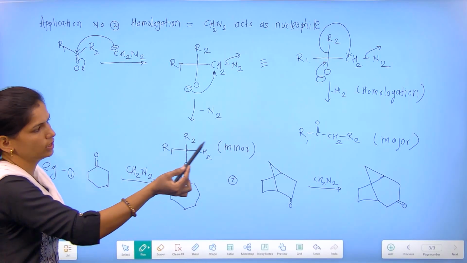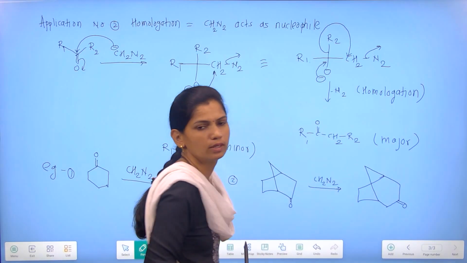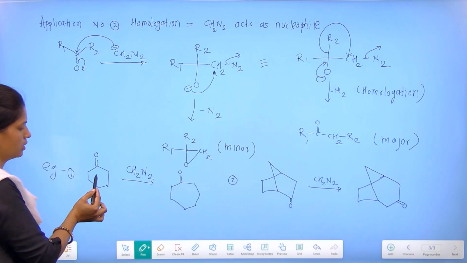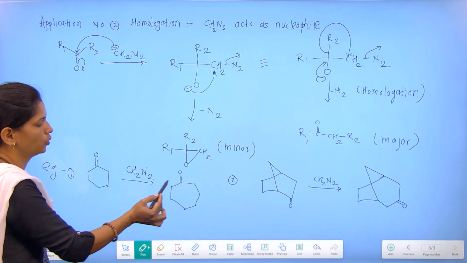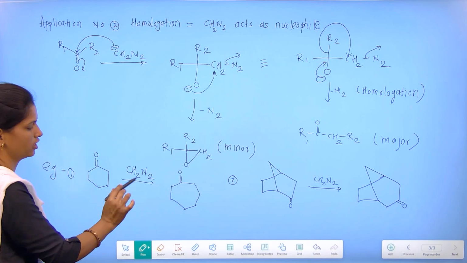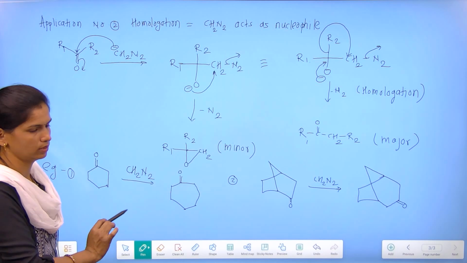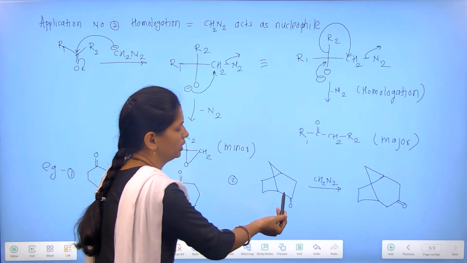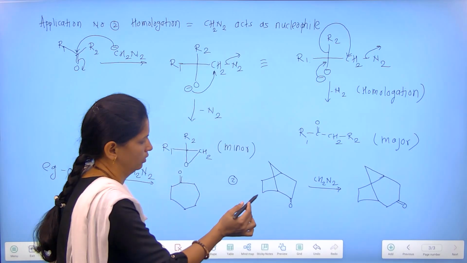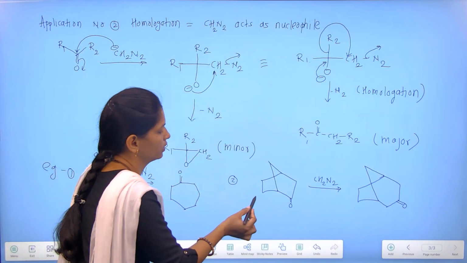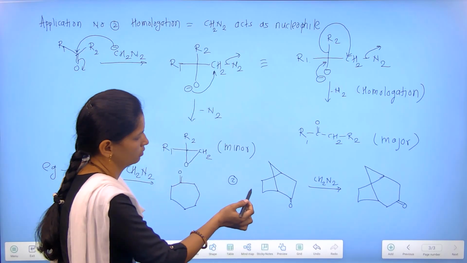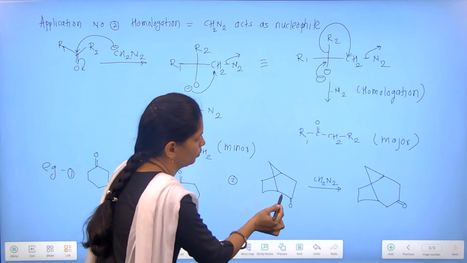This reaction is called a homologation reaction. An example of a homologation reaction is here. This 6-membered ring can be converted into a 7-membered ring. Here CH2 is added in this reaction. This example is a homologation reaction. Next, another example is here. Here the CH2 group is added, and which group will migrate? Here the possibility is that this group is migrated.